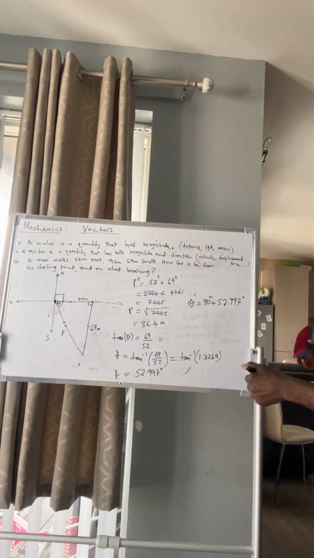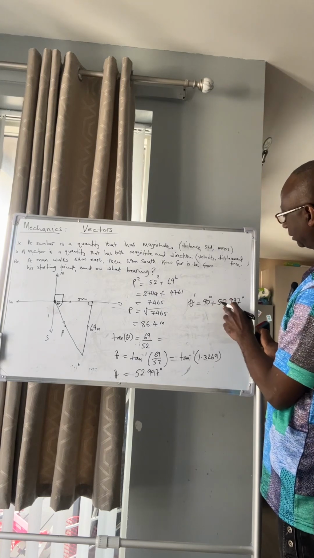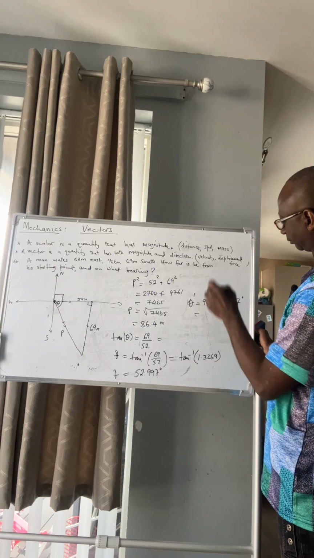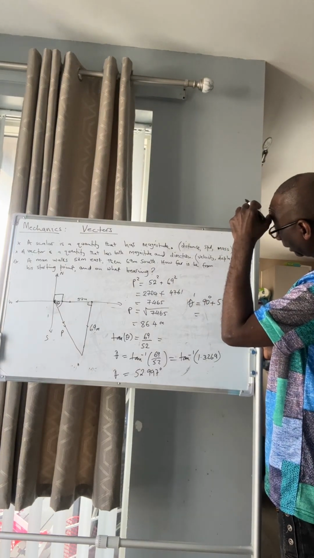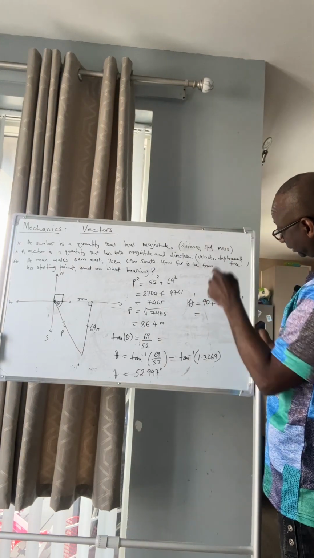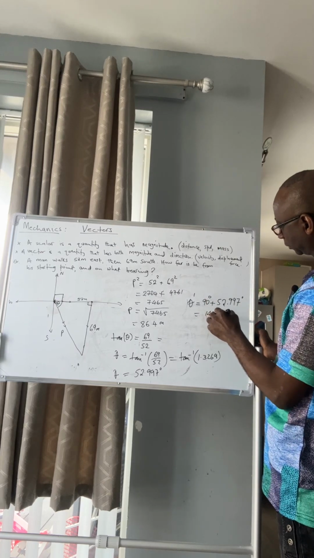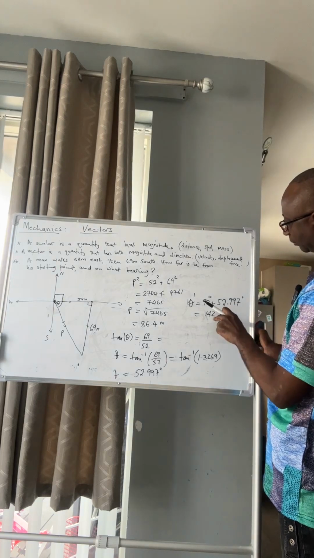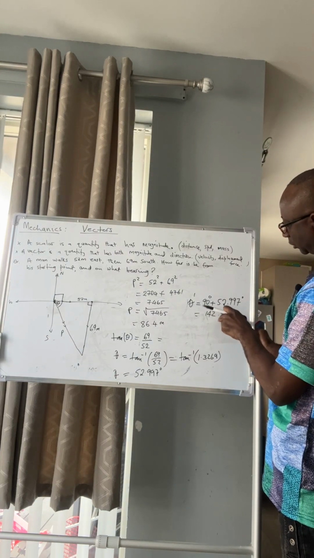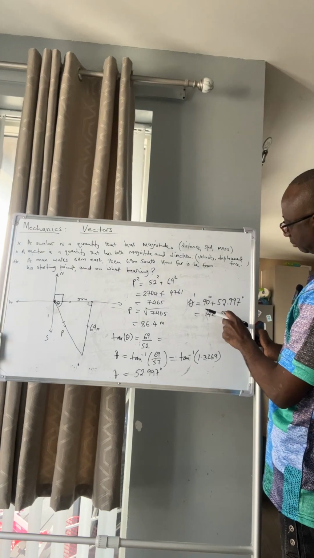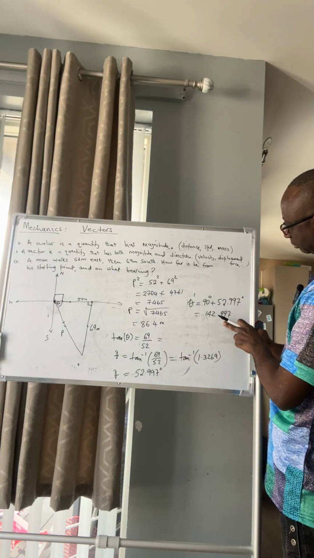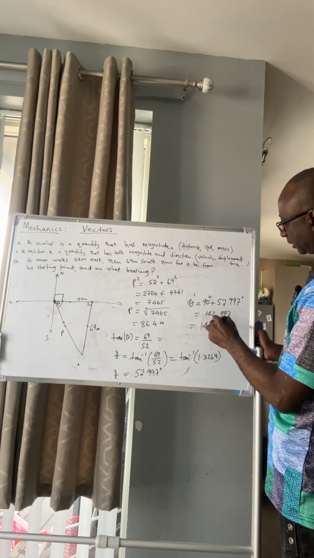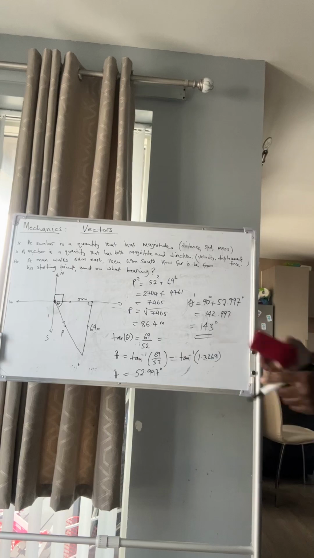Let's just add this. So this is 90 plus 52.997, which is going to be 142.997. So let's round up. So this is going to be 143 degrees. So that is the answer.